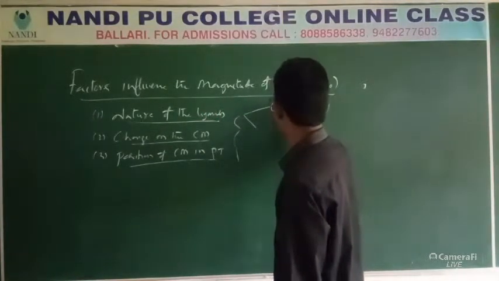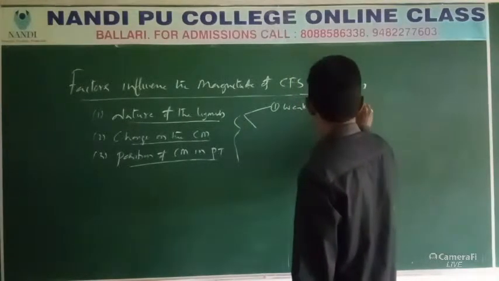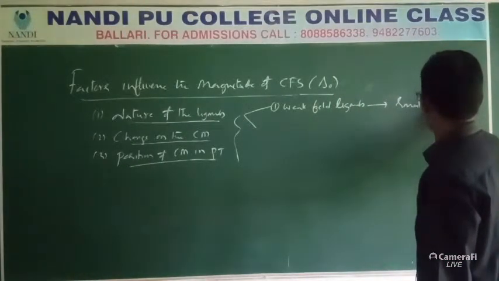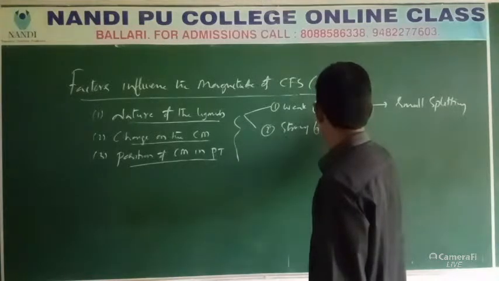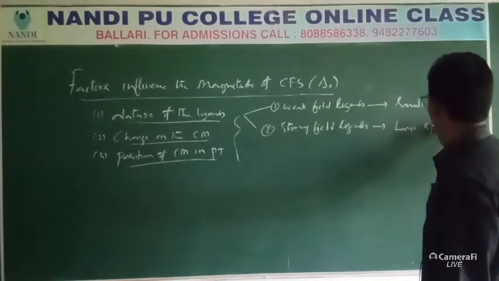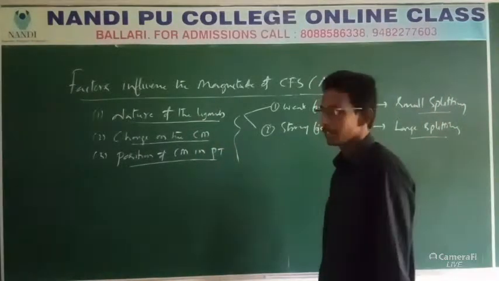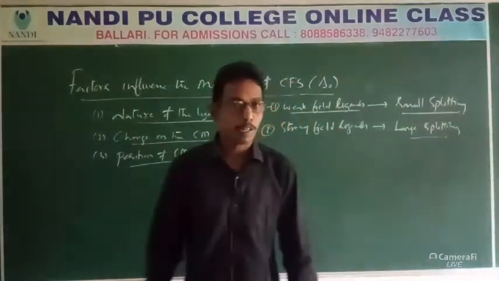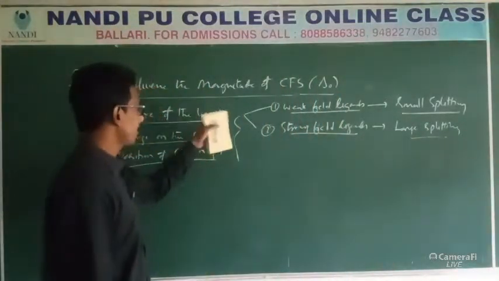Here too, one factor: weak field ligands cause small splitting, whereas strong field ligands cause large splitting. So finally the extent of splitting depends on the nature of the ligands. Weak field ligands cause small splitting, strong field ligands cause large splitting. This is one of the factors.